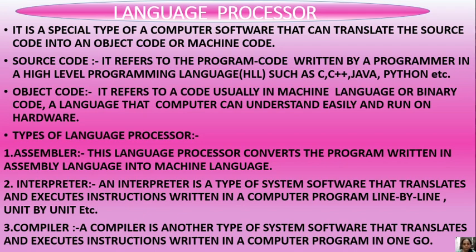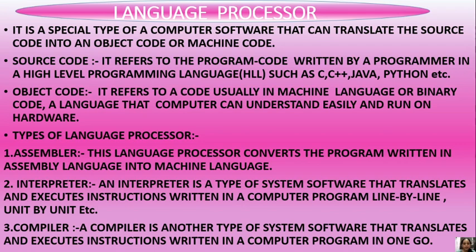Second is the interpreter. An interpreter is a type of system software that translates and executes instructions written in a computer program line by line or unit by unit. It means instructions will be checked line by line by this interpreter. In Java or Python, this interpreter works. The interpreter will check each line and will show errors if errors are there.